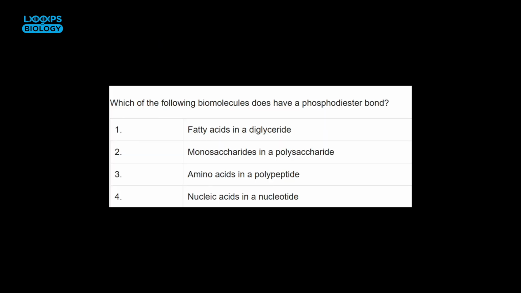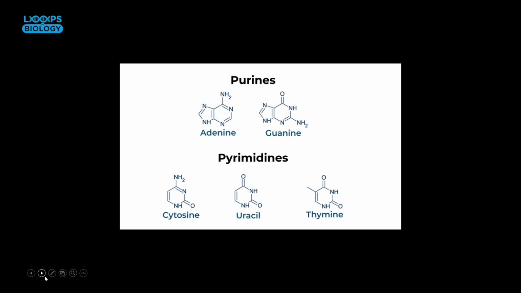Next, a question: which of the following biomolecules has a phosphodiester bond? As of now, we have seen that nucleic acids are the only cases. So option number 4, take it and move forward. So these are nitrogenous bases, all considered nucleic acid. It might be DNA plus RNA.